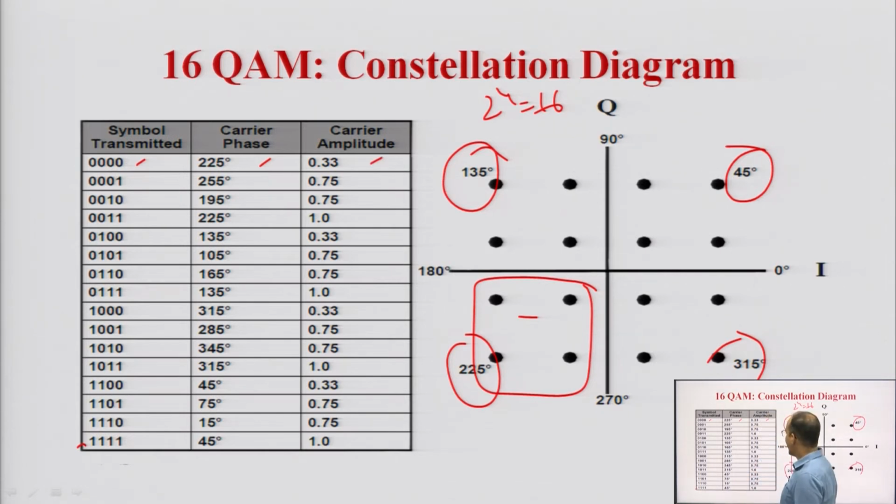Here you can see that you have 4 amplitude levels that are 0.33, 0.75 and 1, and somehow there is no change in the amplitude, that is the 4th one. So, these are the carrier amplitude changes, and with the changes in the carrier phases, for each you have a different carrier. So, you can here see that for this constellation diagram you all have this information.